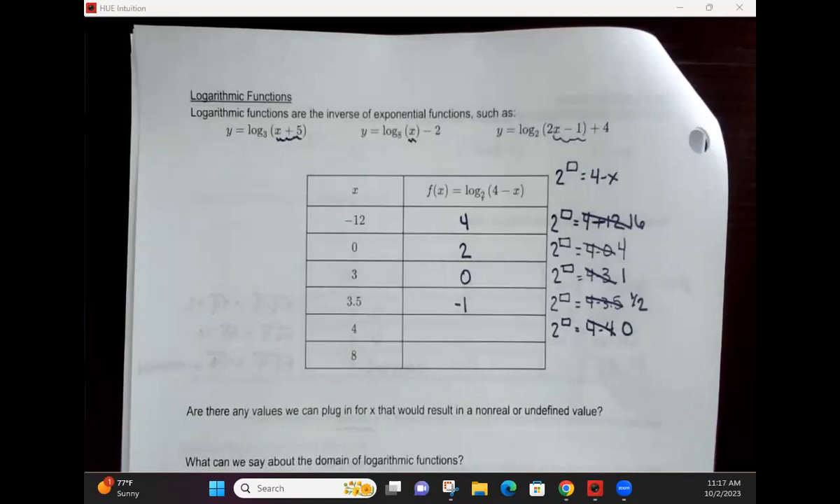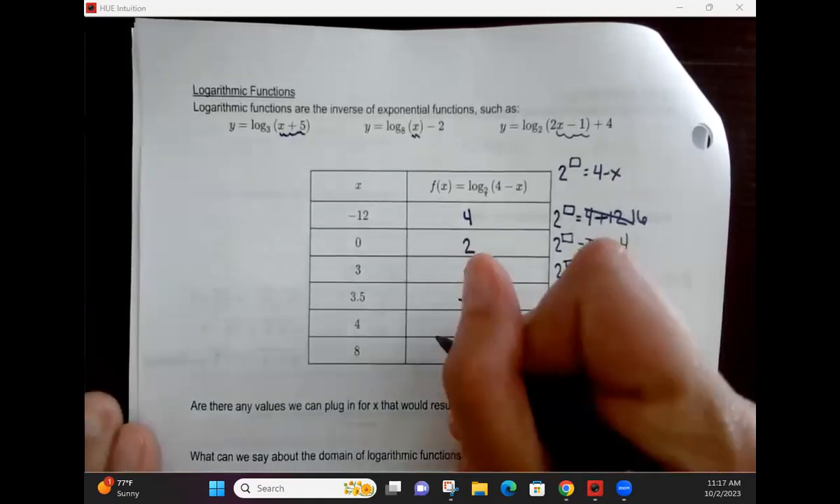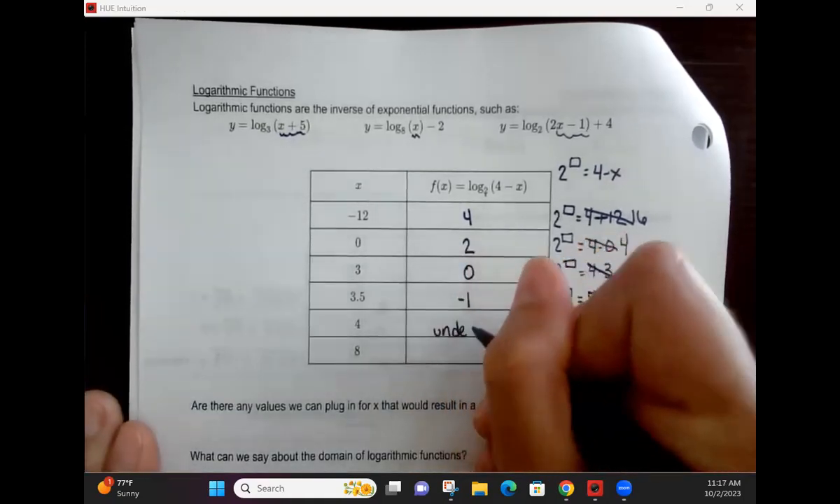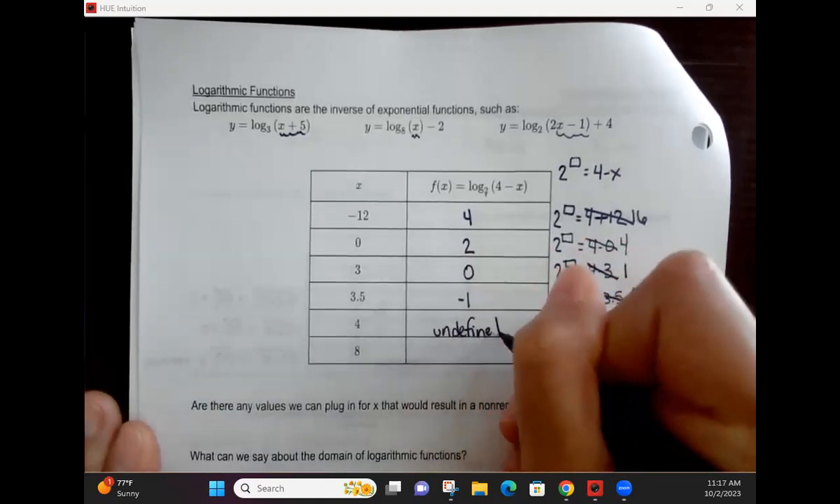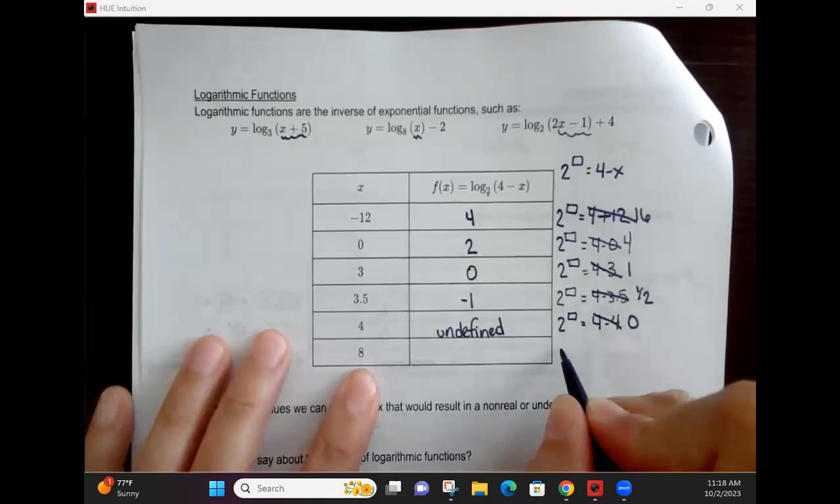I can have negative numbers as exponents. That's okay. But there's no power of 2 that's going to give me 0. Multiply 2 by itself a bunch of times, you're not going to get 0, no matter how many times. Take a root of 2 a bunch of times, you're not going to get 0. Take the reciprocal of 2, you're not going to get 0. This is undefined. I can't have 0. And then our last one here, we're going to plug in 8 for x.